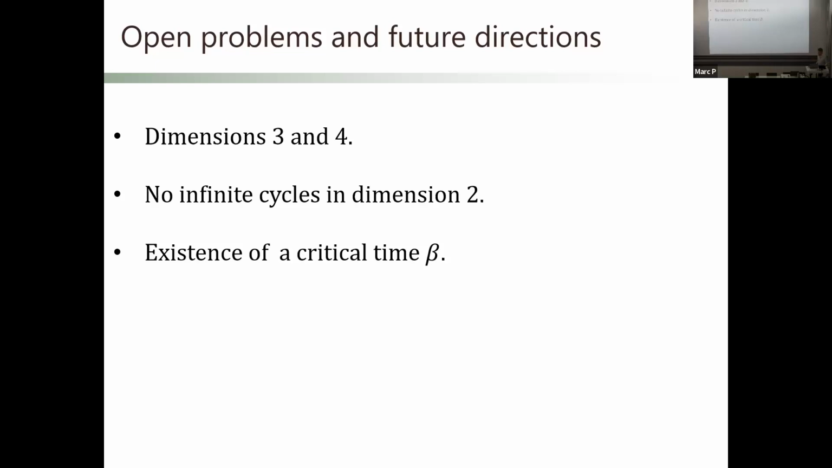We don't know how to rule that out. Alan Hammond, in work on the interchange process on trees, showed that on trees with big enough degree you do have a critical value. So it's possible that some of those methods might work.